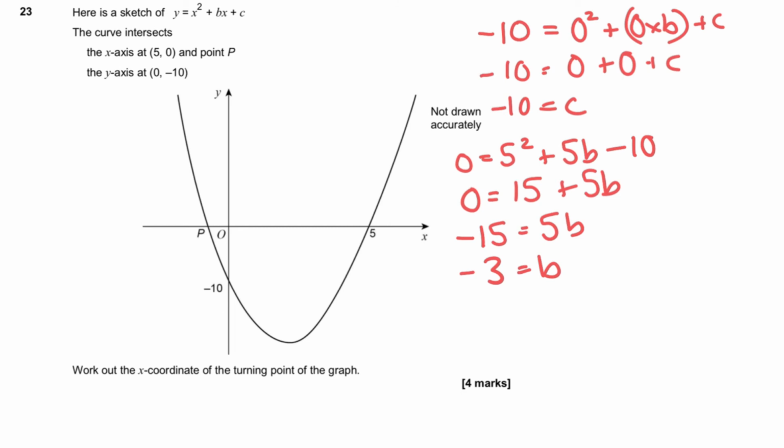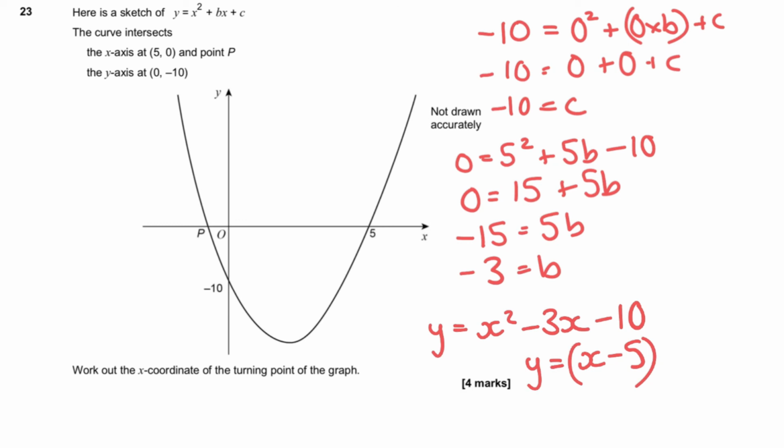So to find the x-coordinate of the turning point on the graph, it's going to be halfway between the two solutions for x. So we could really do with finding out what p is. So with our full equation, we've got y equals x squared minus 3x minus 10, and we can put this into brackets. So we're looking for two numbers that times together to make minus 10 and add together to make minus 3. So we've got y equals x minus 5 in one bracket, which we knew because we know that 5 crosses the x-axis, we've been told that, and then x plus 2 in the other bracket. So the x-coordinate for p must be minus 2, so we can draw that on the graph.